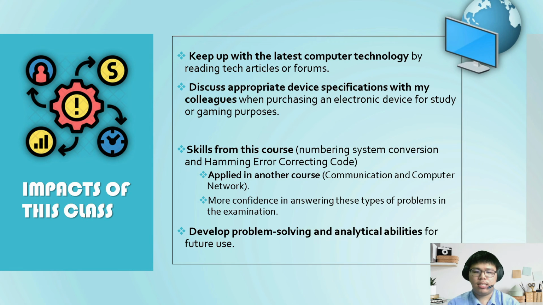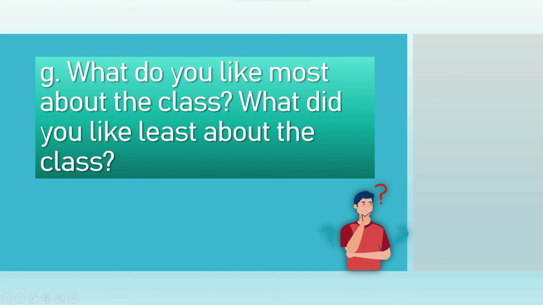In addition, skills such as numbering system conversion and Hamming error correcting code were also applied in another course, Communication and Computer Network, which in turn gave me more confidence in answering these types of problems in the examination. Consequently, this course assisted me in developing problem-solving and analytical abilities for future use.